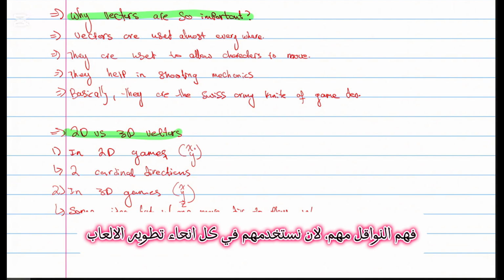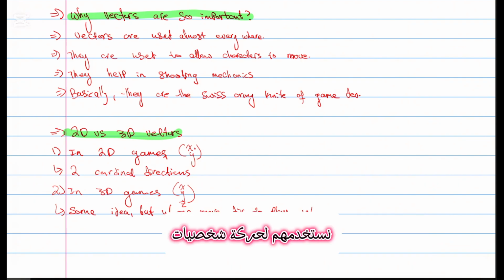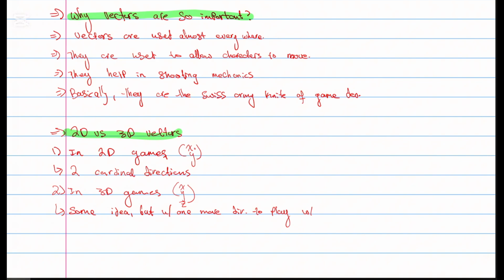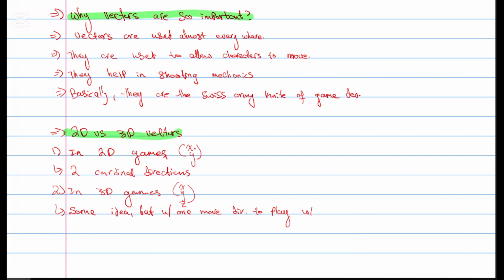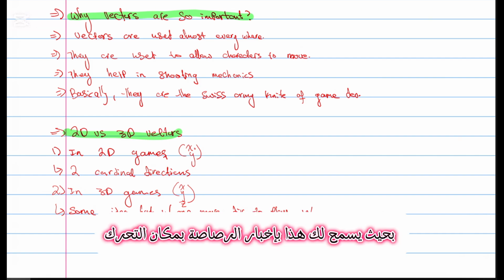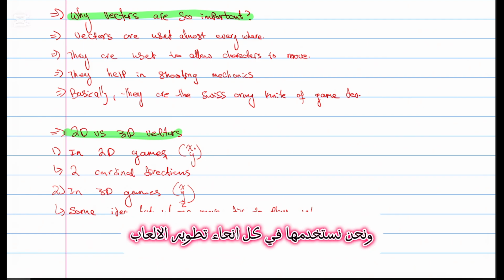Vectors are important. They are used almost everywhere in game dev. They are used to allow characters to move. They also help us in shooting mechanics, because, for example, if you're making a top-down shooter game, they allow you to calculate the distance between the player's position and the cursor position. So this allows you to tell the bullet where to move. Basically, they are very important and we use them almost every day in game dev.